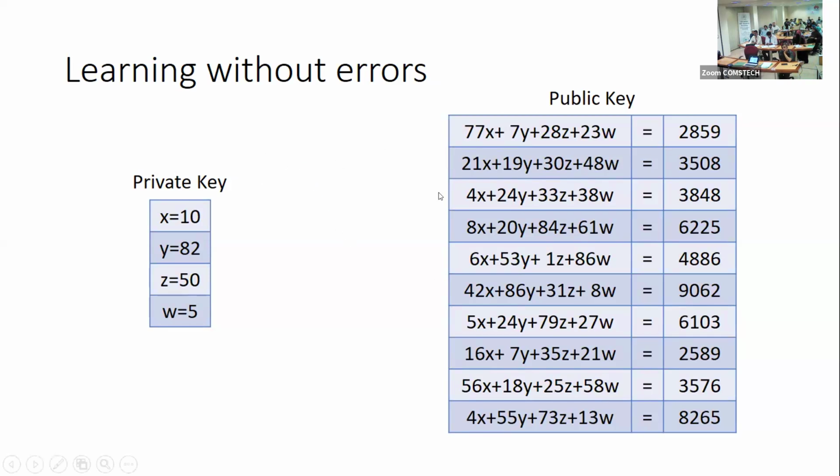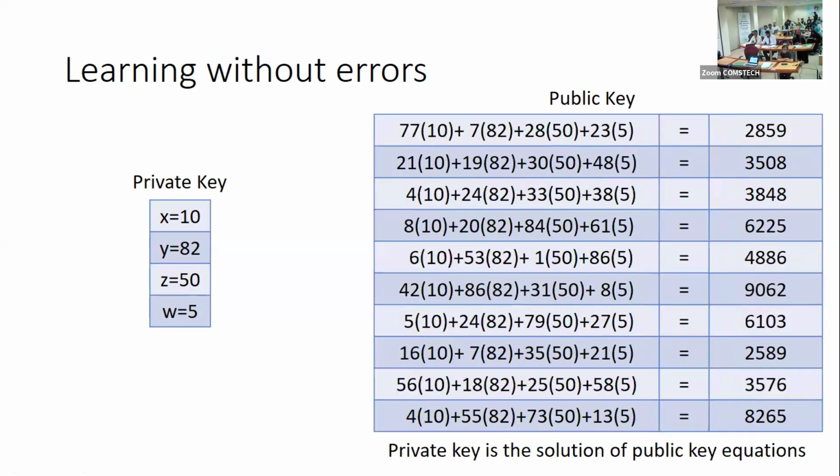Okay, so I propose one way of doing that. Like this is my public key: 1, 2, 3, 4, 5, 6, 7, 8, 9, and 10. 10 equations with 4 variables. And then their solution is the private key. This is the solution and I can solve it. But the problem is the solution is trivial because I have 4 variables, 10 equations. I just need 4 equations to calculate those variables. So that's not a big problem.